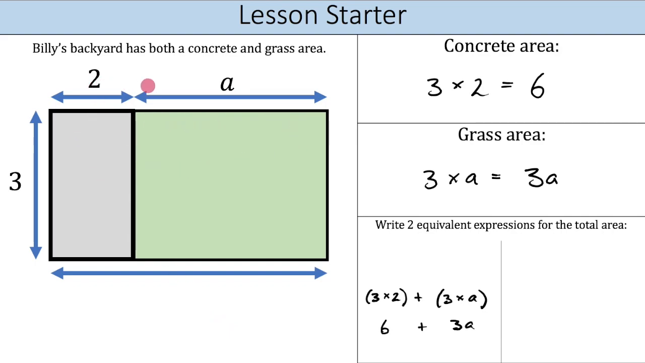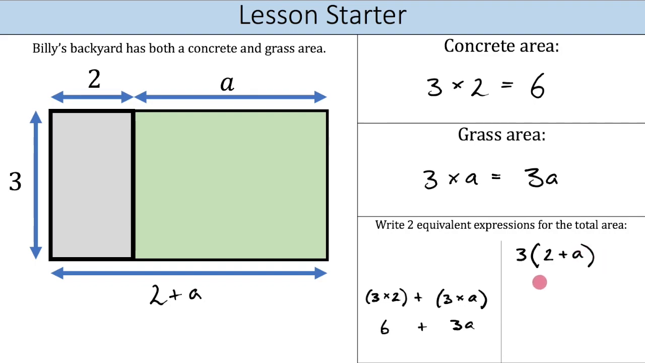So that's going to be 2 plus a. So that is going to be the length of the entire backyard. So now that we have the width and we have the length of Billy's backyard, I could simply times these together to get the total area. So that's going to be 3 times 2 plus a.